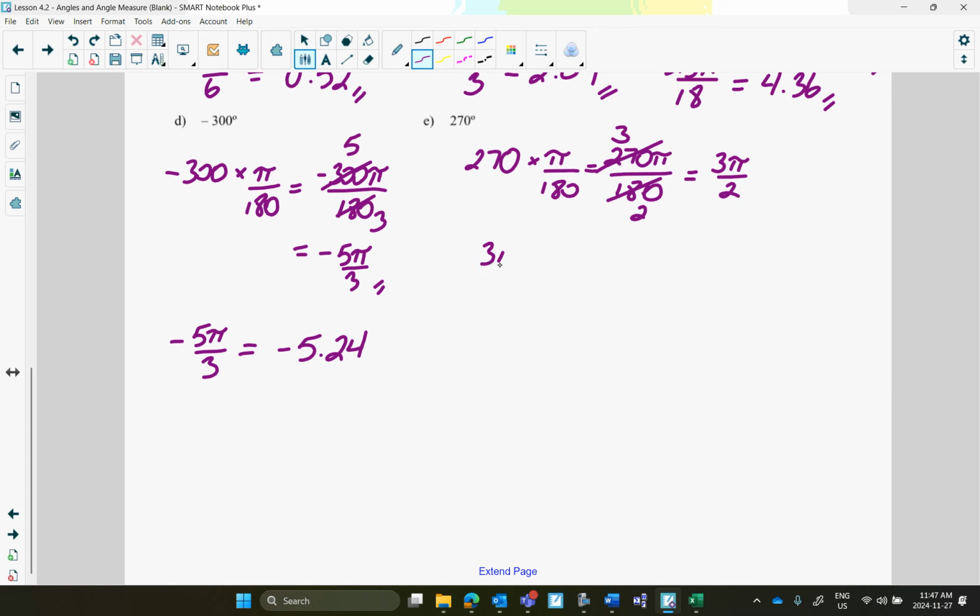And then 3 pi over 2 is equal to approximately 4.75. That's 3/4 of a circle, because 270 degrees is 3/4 of a circle.